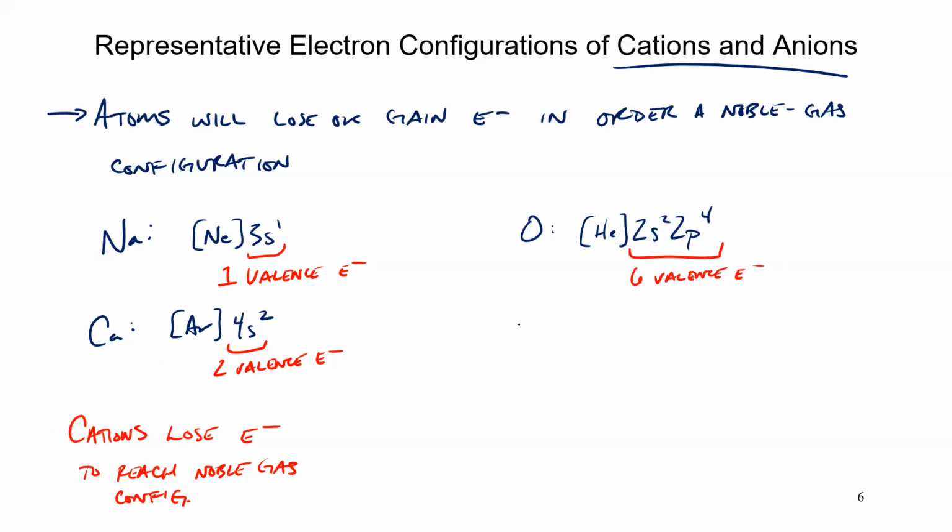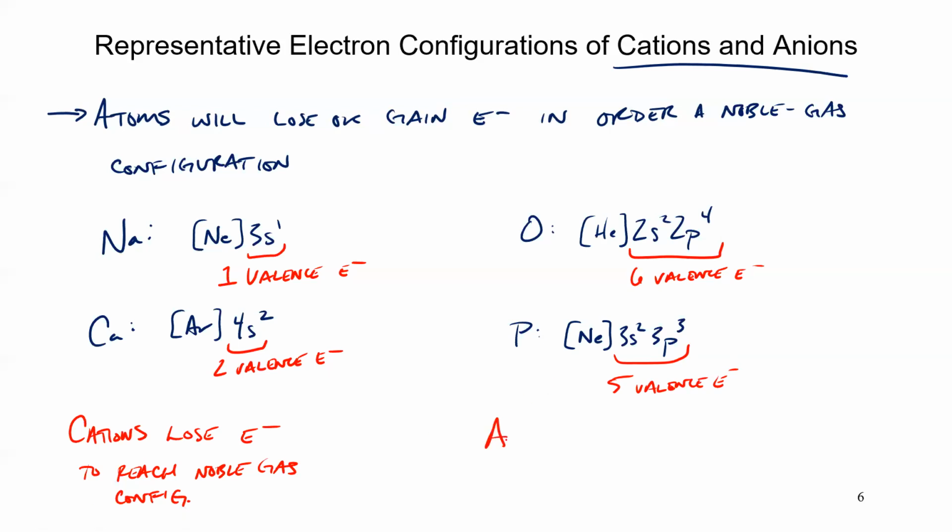If we took a look at phosphorus, right? Phosphorus is neon 3s2 3p3. Five valence electrons. Is it easier for him to gain 3 or lose 5? Well, it turns out it's easier for him to gain 3.